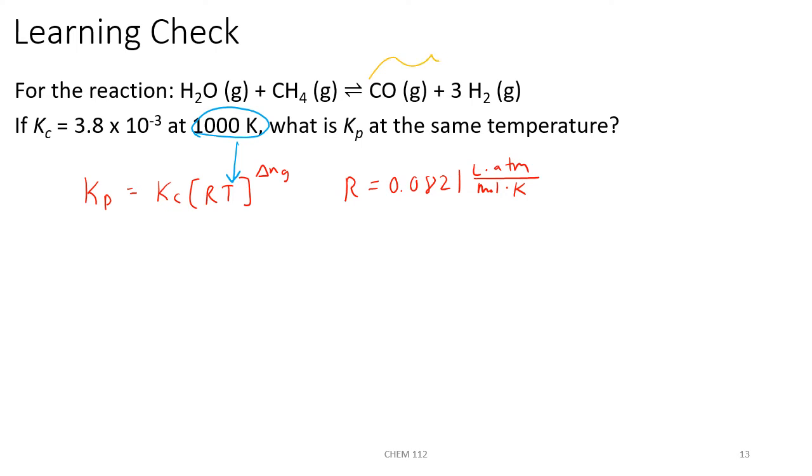So on our product side, we have a 1 out in front of our CO, so 1 mole of CO, plus we have 3 moles of H2. So we have a total of 4 moles on our product side of gases. We're only looking at gases here. And on our reactant side, we have a 1 out in front of our water, it's gaseous water, and we have a 1 out in front of our methane. So we have a total of 2 moles of gas on our reactant side.